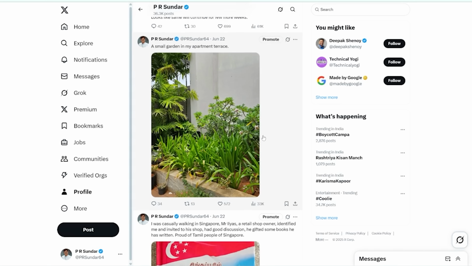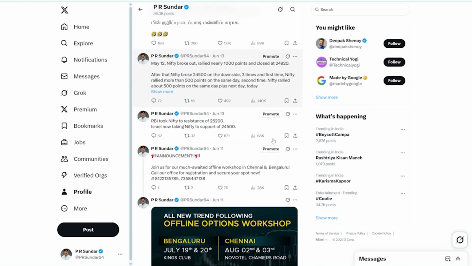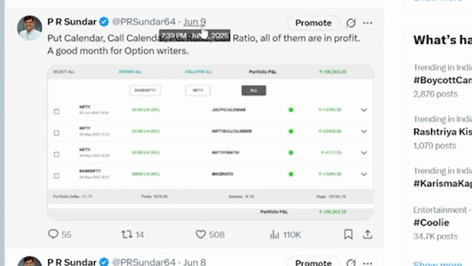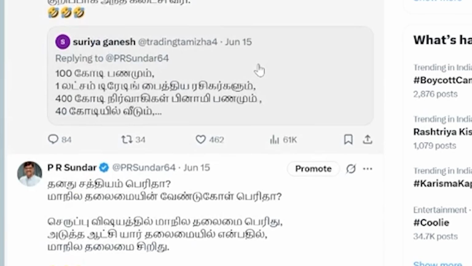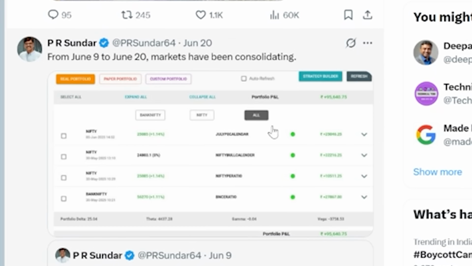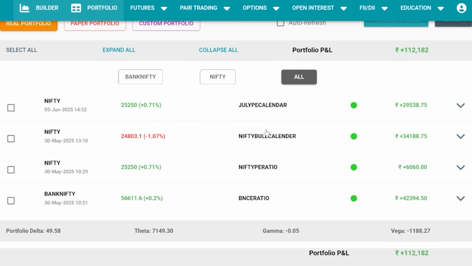This is my Twitter account. So you can remember I posted that tweet on this 9th of June. And then again, I gave an update sometime later, that was on 20th of June. So these were the 4 trades. And this call calendar is what we discussed last week.